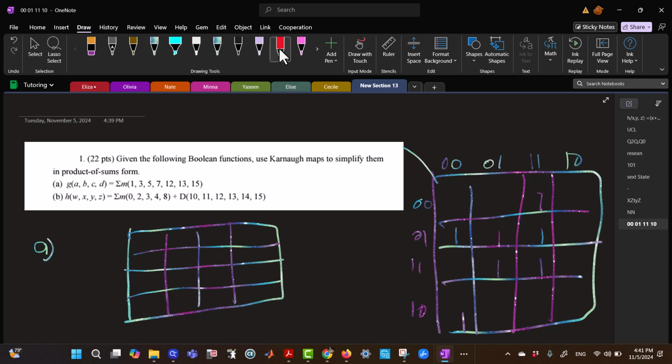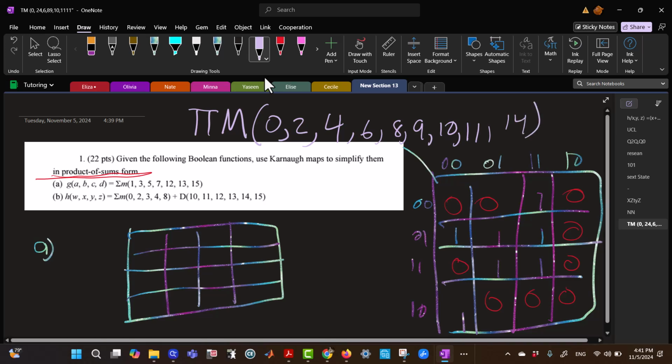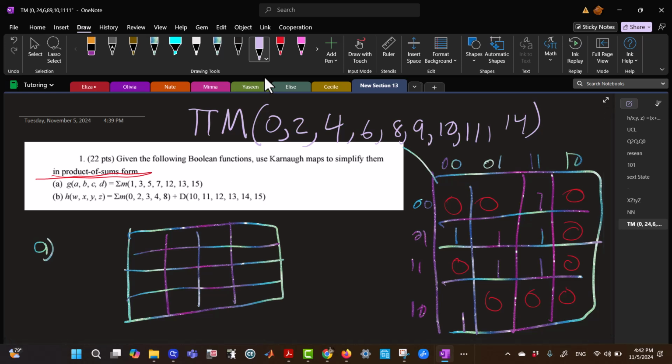But it's asking for product of sums. So product of sums means I'm really trying to catch the zeros. And so the zeros are all the places where I don't have ones. Now, if he had given it to me as the product of max terms, 0, 2, 4, 6, 8, 9, 10, 11, 14, notice that is the same as what I have here, because everything that's not a min term is a max term. If he had given it to me like that, I would have put the zeros in right away.